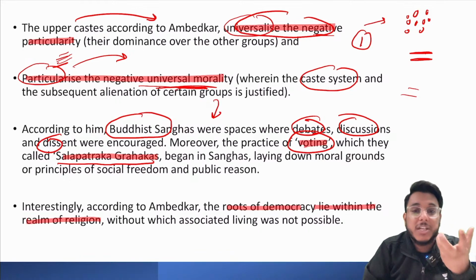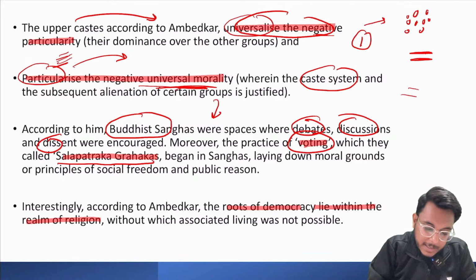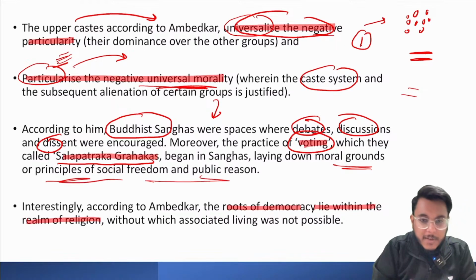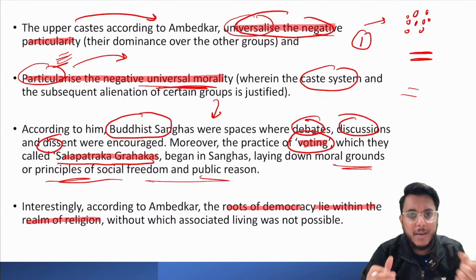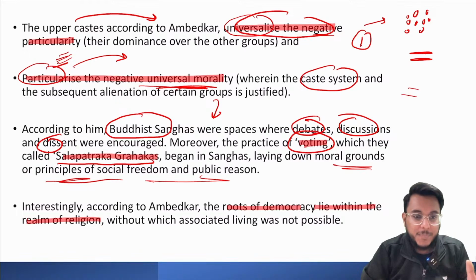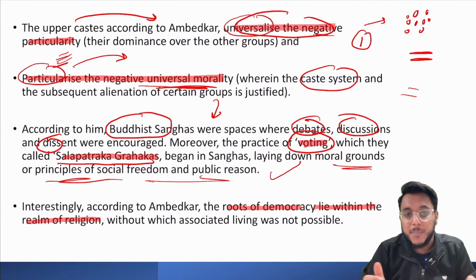Through Salpatrak Grahak, which is actually a kind of voting, the Sangh laid down the moral grounds, the principle of social freedom. All the decisions are taken by this particular kind of voting pattern. So this is something which can be learned from Buddhism.